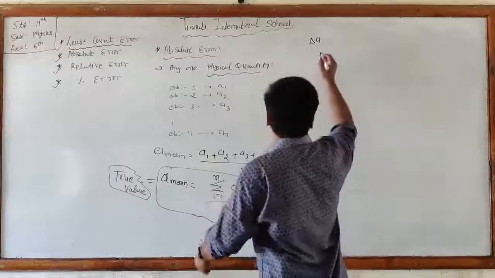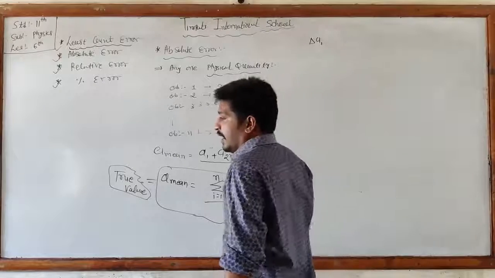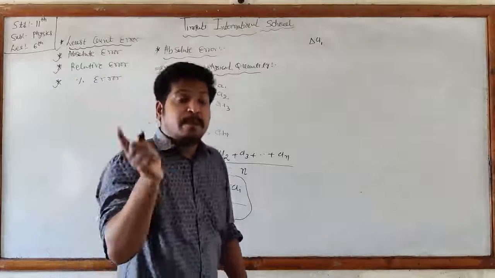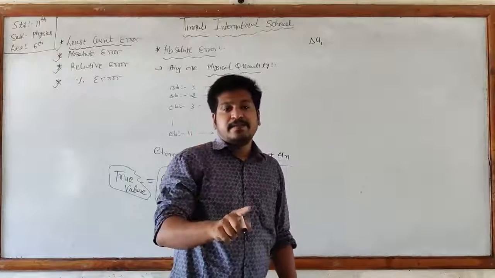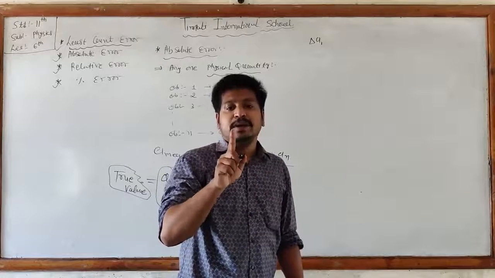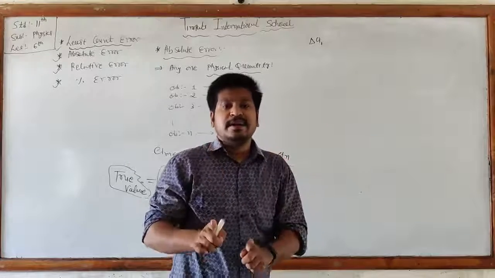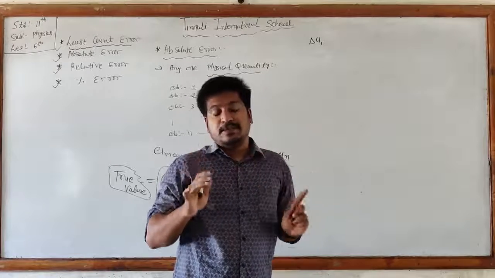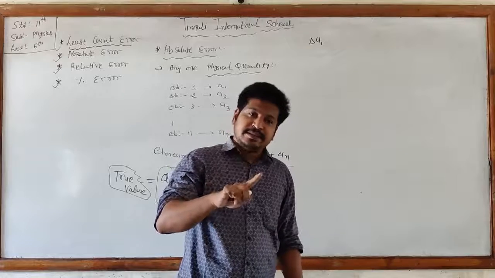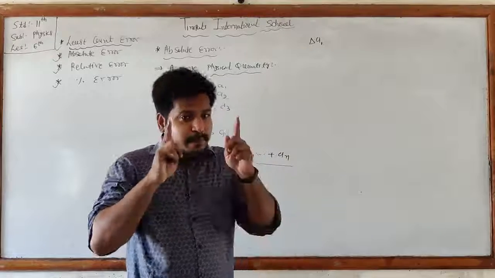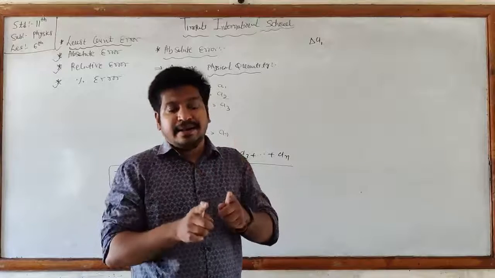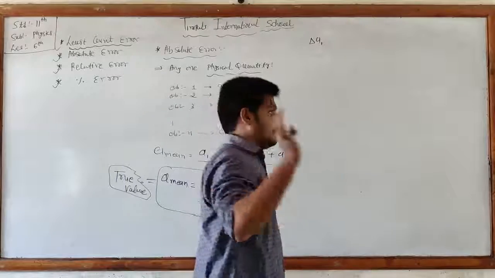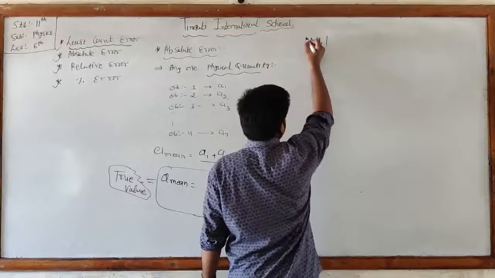For the first observation I am writing delta A1, and please keep in mind absolute error may be positive, may be negative, but in calculation you have to take only the modulus. It means your error will always be positive. Even if you get a negative answer, for the mathematics you have to take the error in terms of only positive.